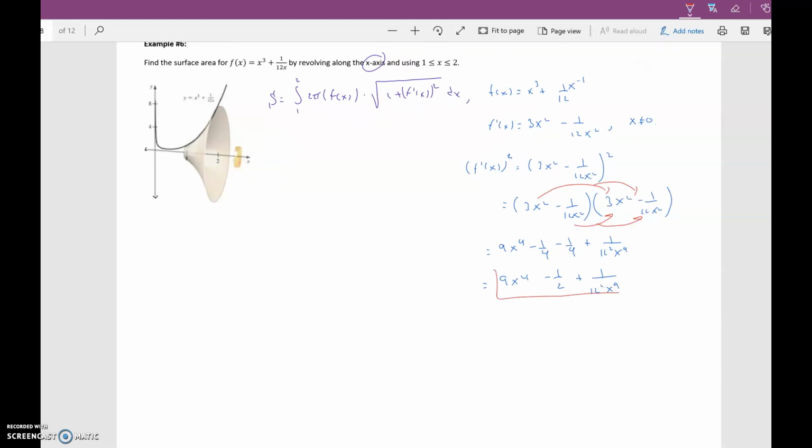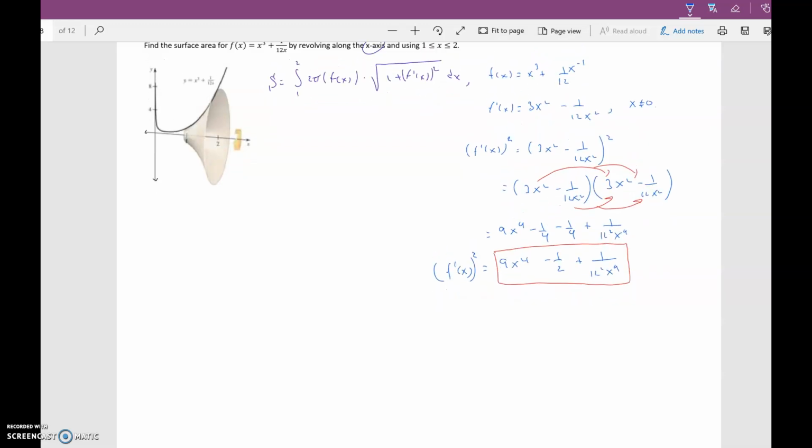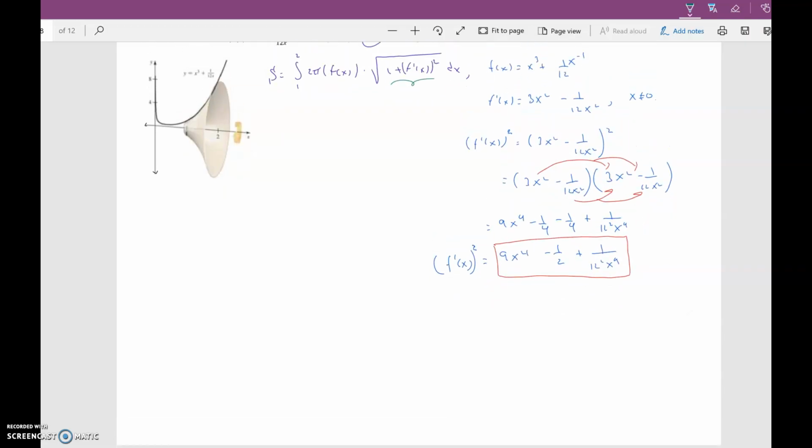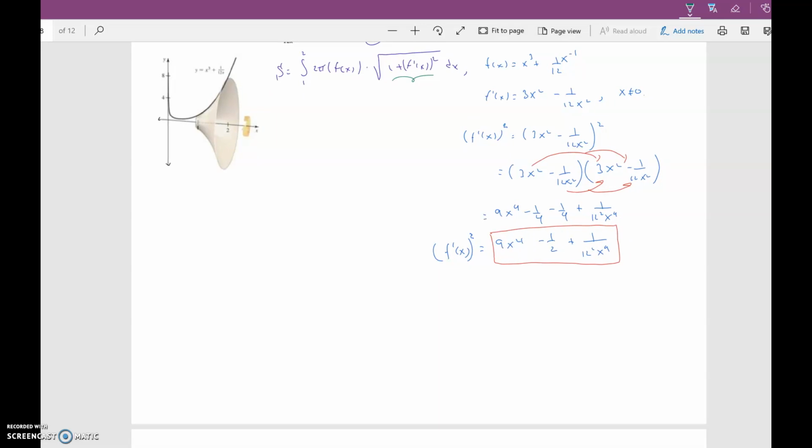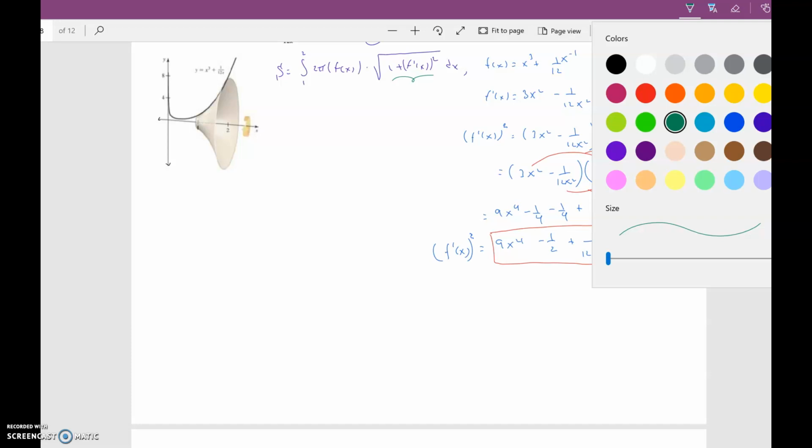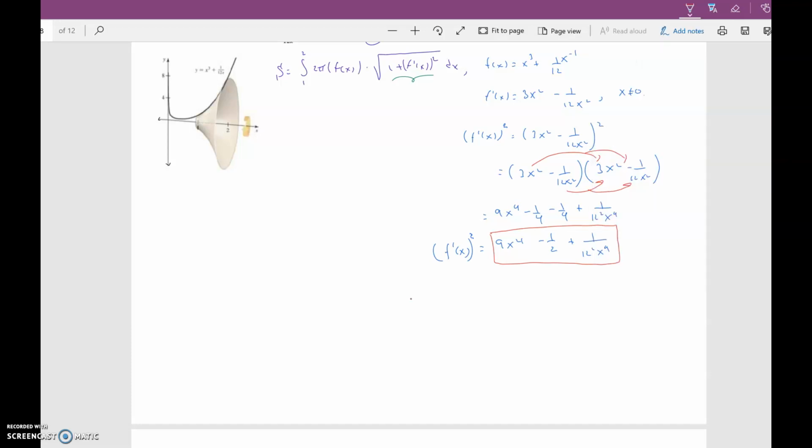So this is our derivative squared. Let me just box this in. This represents f prime of x squared. Now, this one has the potential of being really messy. So instead of rewriting it, let me add the 1 and see what simplifies. Typically, these factor out nicely once you do that step.